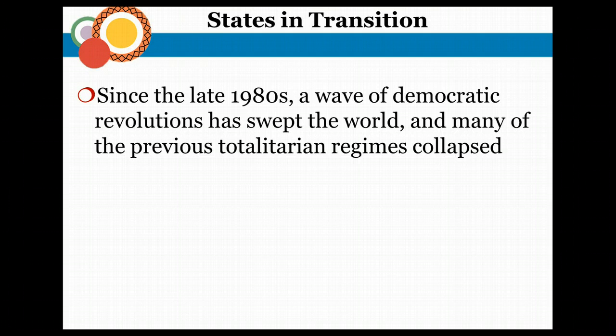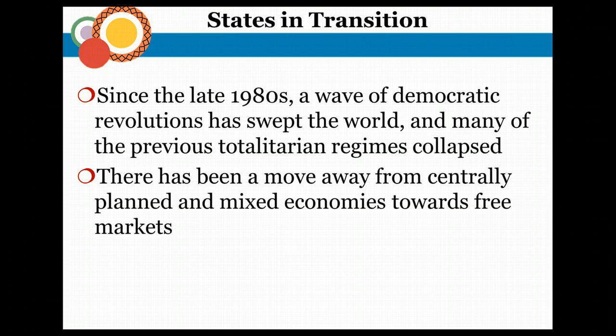Now, we talk about states in transition. We have a lot of countries around the world that have changed dramatically since the 80s, and there have been a couple of different trends in this. In the late 80s and early 90s, a wave of democratic revolutions swept the world, and dictatorship governments collapsed and were replaced by democratically elected governments that were committed to free markets and the benefits of free markets. And there's been a strong move away from central planning and mixed economies towards a more free market, simply because the success has been there. The free markets, led by the United States, have proven that it's a more successful system for generating wealth for a nation.